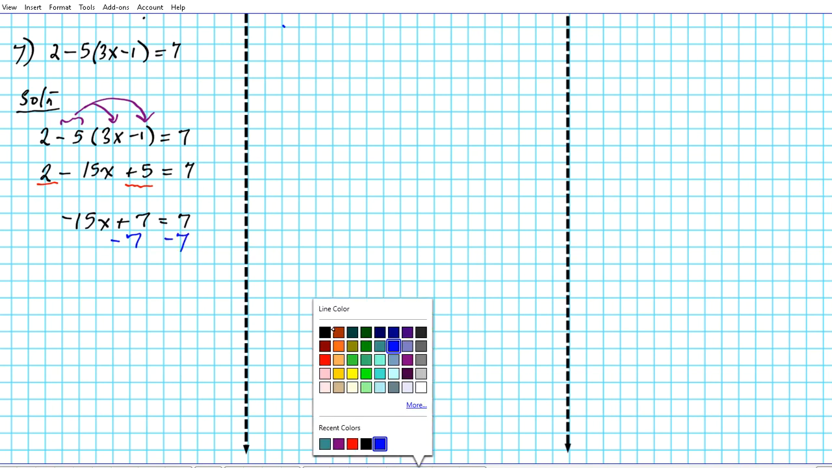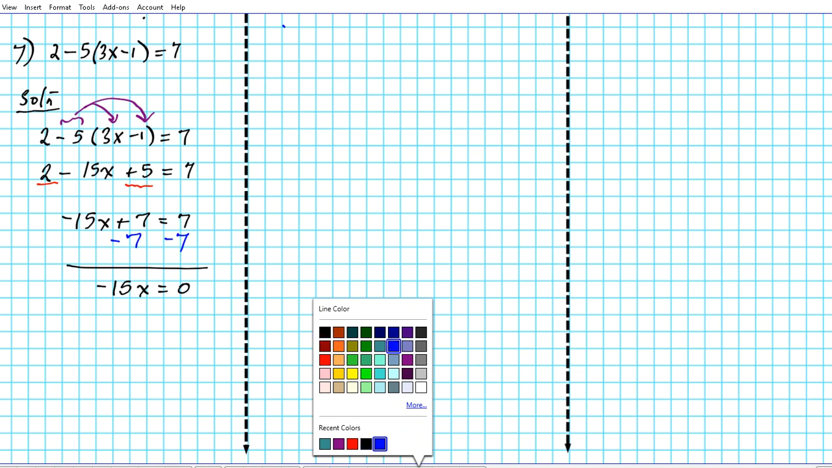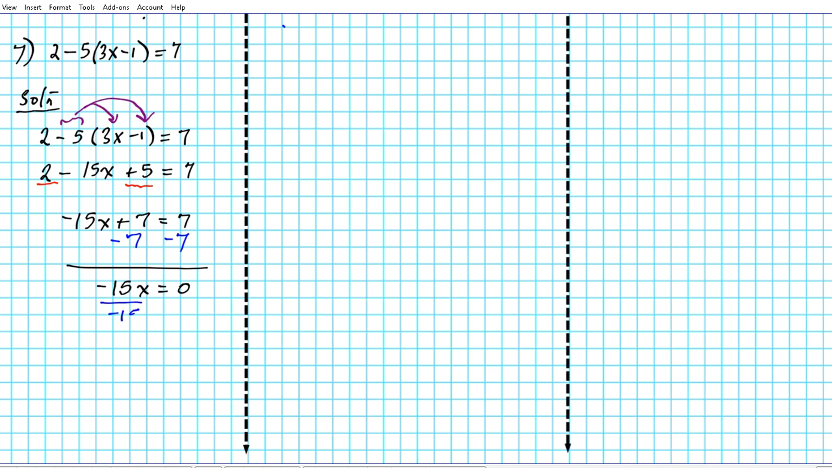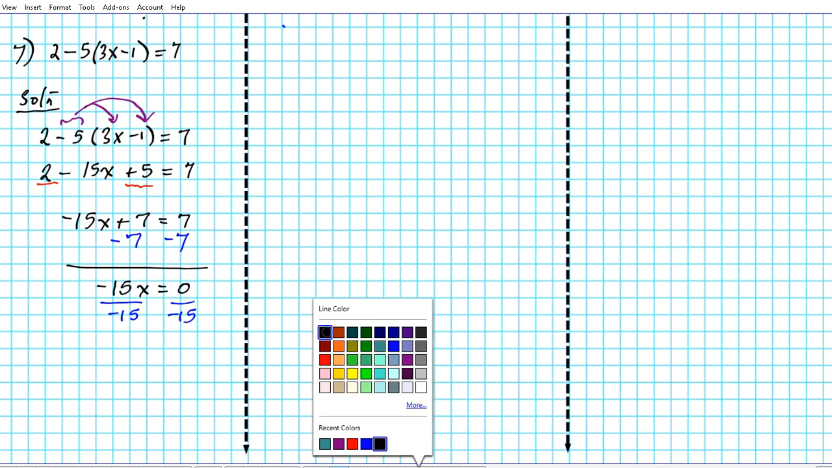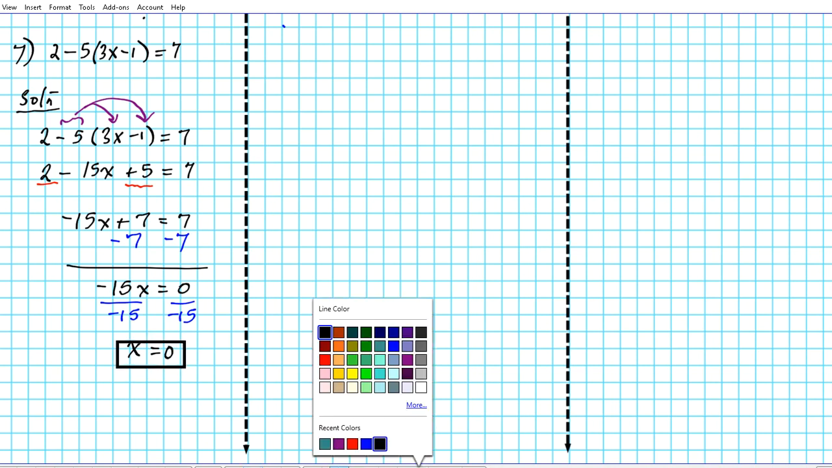Okay, so subtract 7, that gives us negative 15x equals 0. Divide both sides by negative 15. And then we are left with x equals 0 over negative 15, which is just 0. If you divide 0 by any non-zero number, you always get 0.